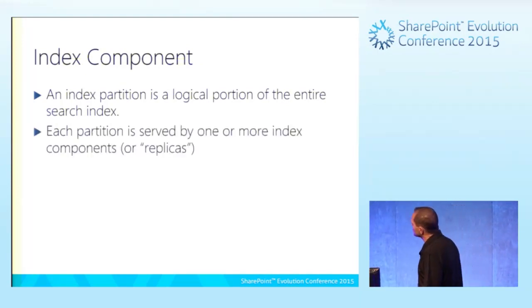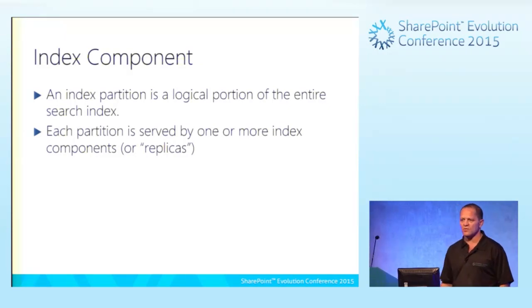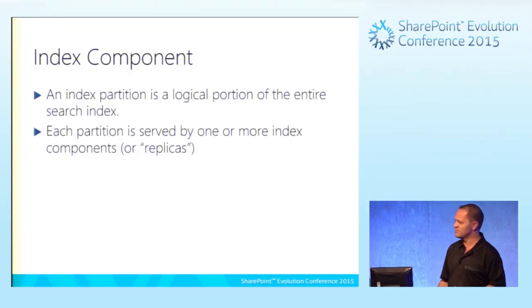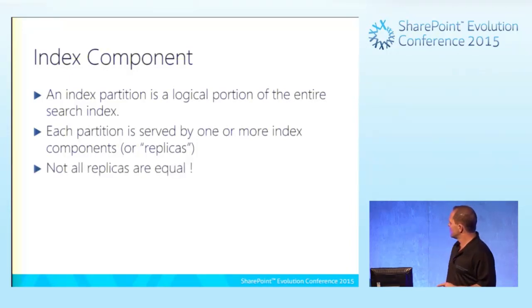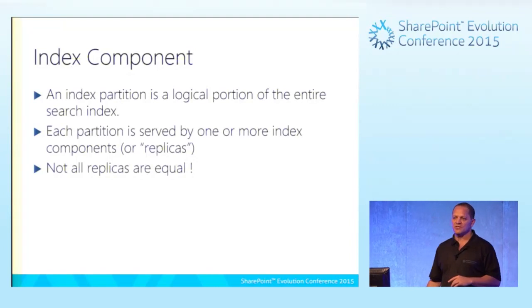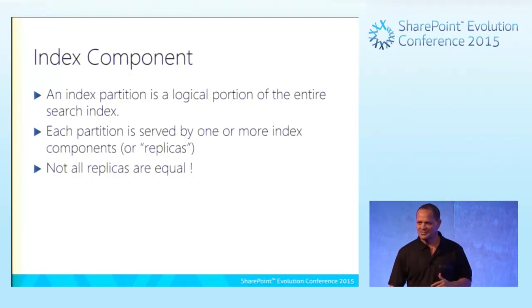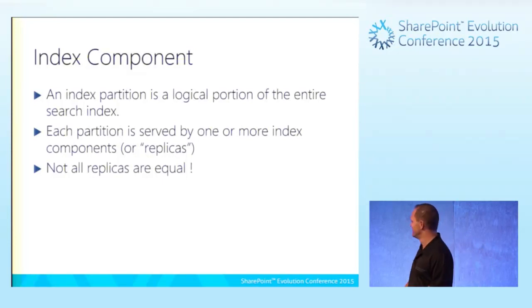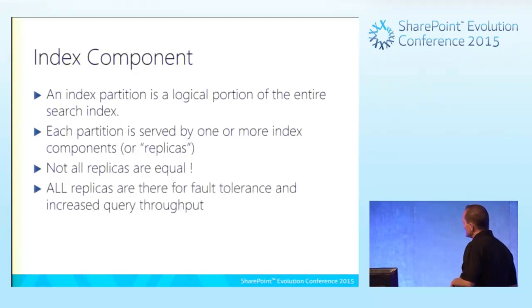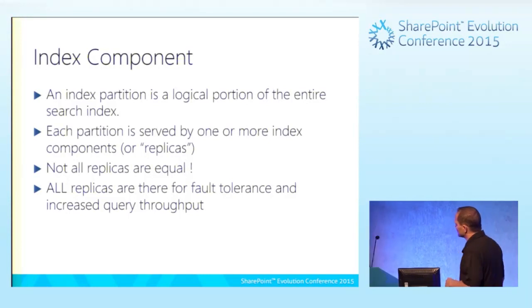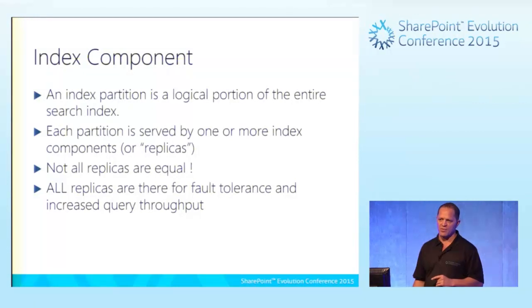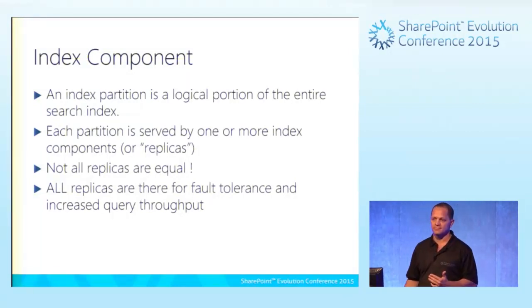So each partition is served by one or more index components, otherwise known as replicas. And there's a little diagram, it's not just text, don't worry, we will go into it. Not all replicas, unfortunately, are obviously equal. It does depend on the original index component that they're a replica of. But all replicas are there for fault tolerance and obviously increased query throughput, because remember, indexes are queried by the query component.